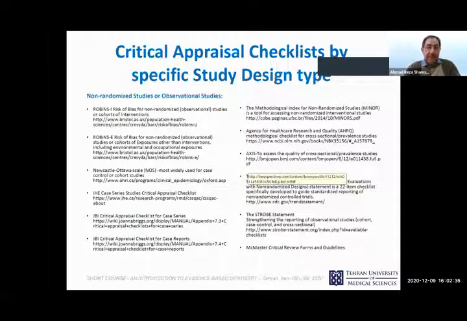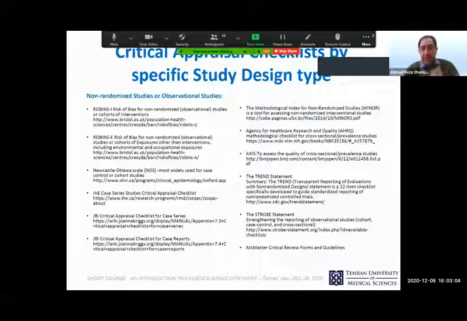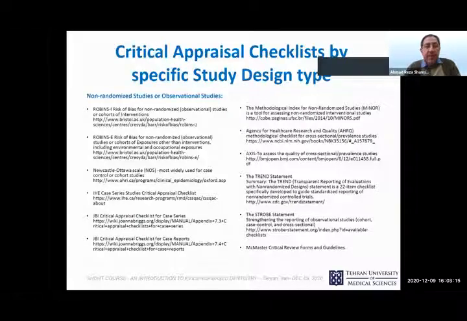Here is a list of some of the critical appraisal checklists for observational studies. Here you can see the Robins checklist, and different checklists, i.e. the Newcastle-Ottawa Scale checklist, IHE, JBI, and other checklists that you can use for critical appraisal. The number of items each checklist has is different.